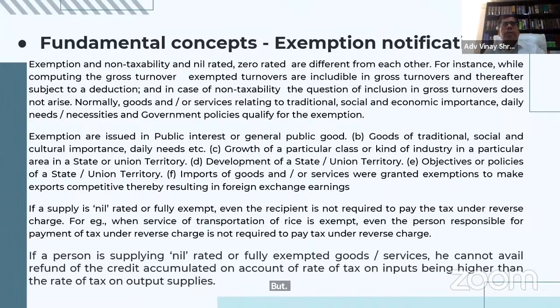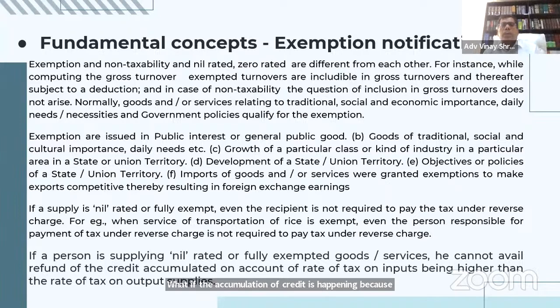But what if the accumulation of credit is happening because the rate of tax is either nil or it is exempted? Then in such a scenario, obviously because the rate of output tax being nil, it is less than the rate of input tax, whether the benefit of refund under section 54 is admissible.